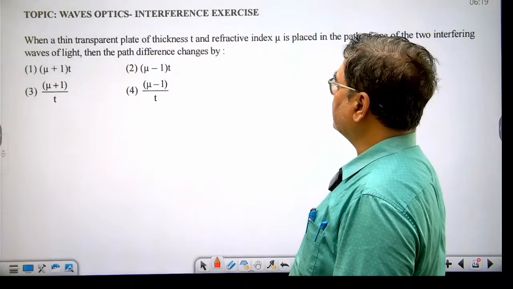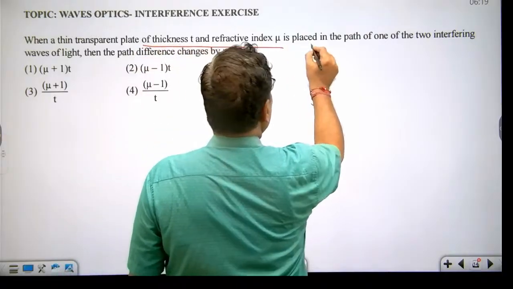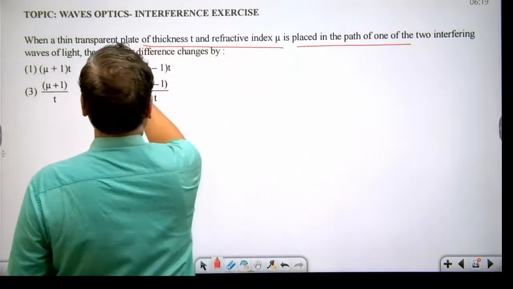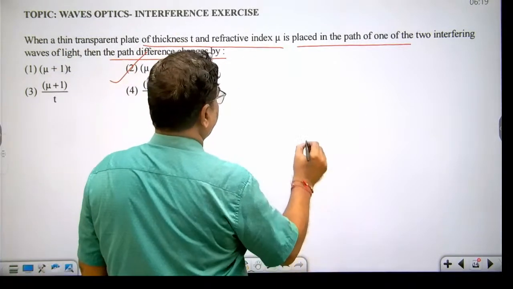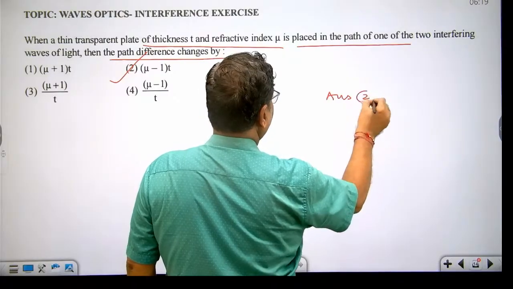When a thin transparent plate of thickness t and refractive index mu is placed in the path of the two interfering waves of light, then the path difference will change by. This is a direct formula: the path difference will change by (mu minus 1) into t. So the correct choice is option 2.